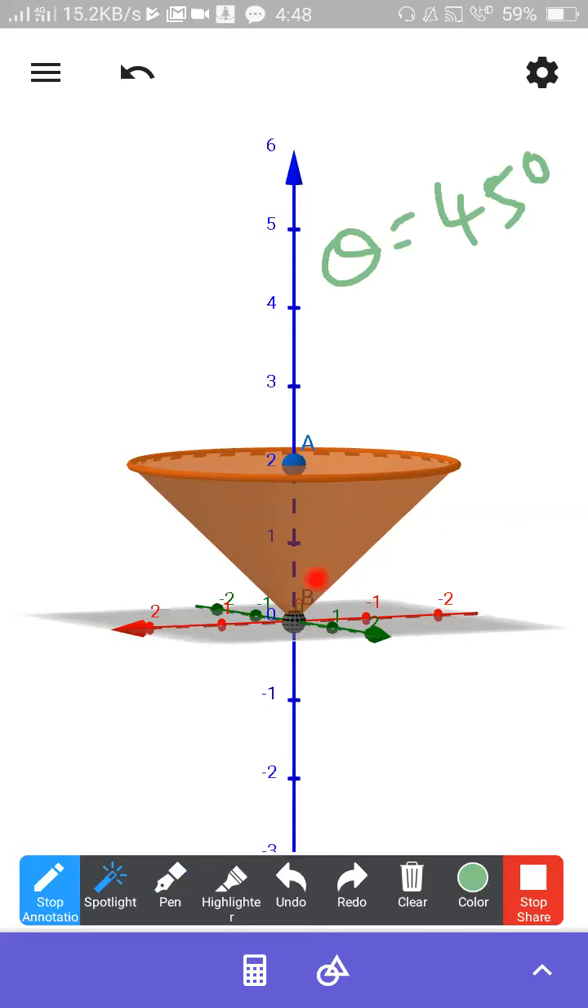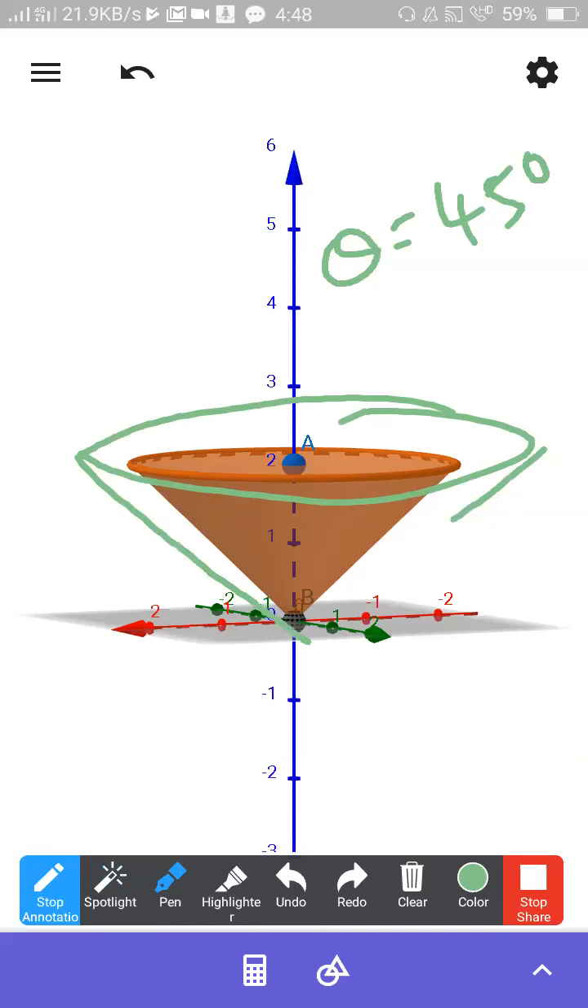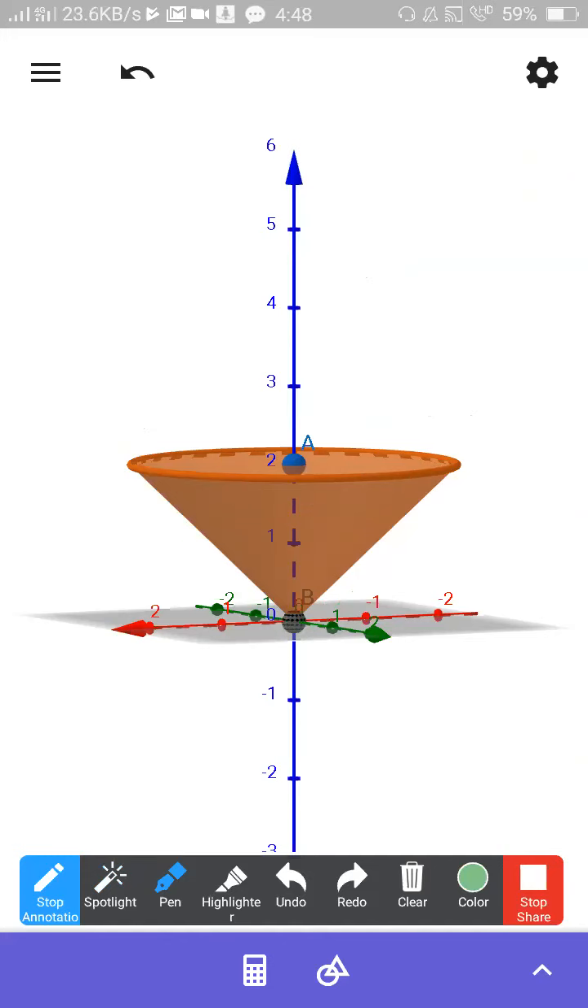See, my height is not going to change, but my theta has to increase. What can I do? Can I increase the base radius? Once I increase this base radius alone, I will get a cone like this, but I will get a new angle. Anyway, we will see now.